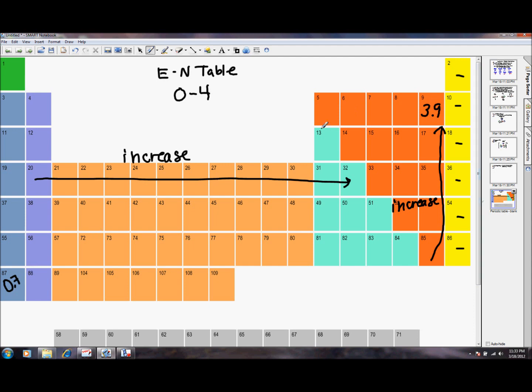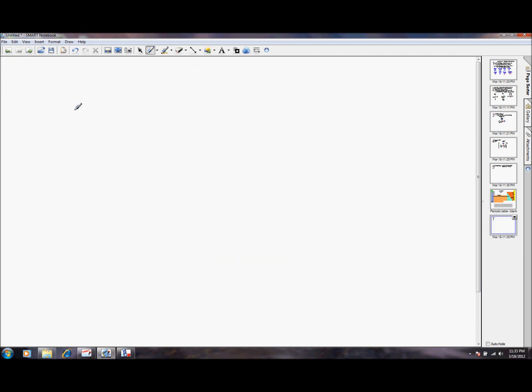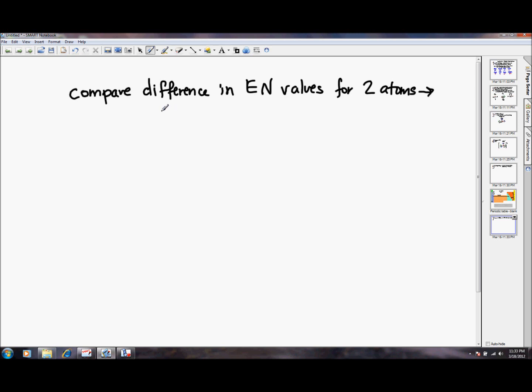So this is called the electronegativity table. What does that tell us? That's kind of interesting, but what does the electronegativity table actually do for us? If we compare the difference in electronegativity values for two atoms, this is going to tell us what kind of bond they will make.